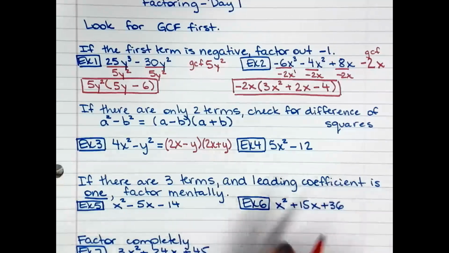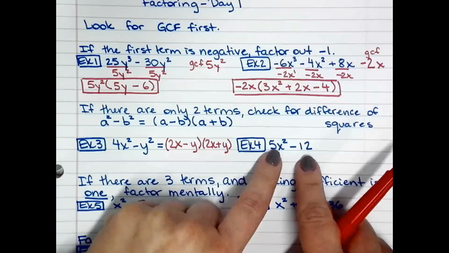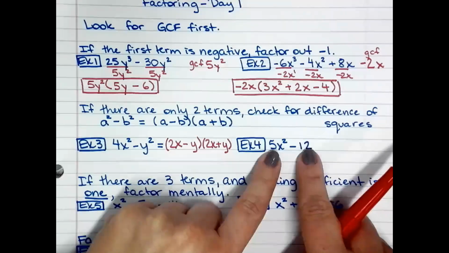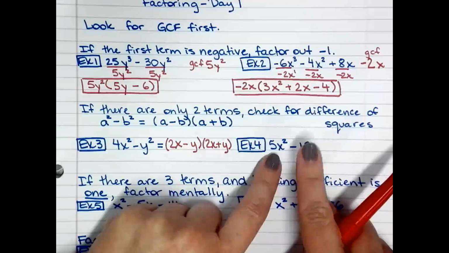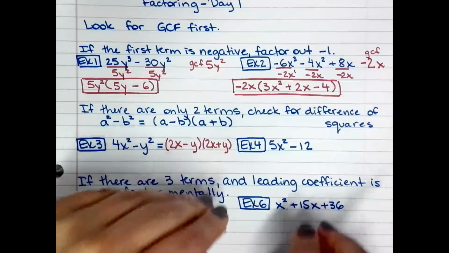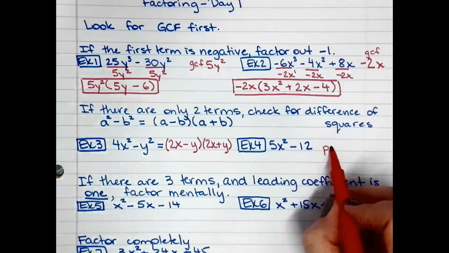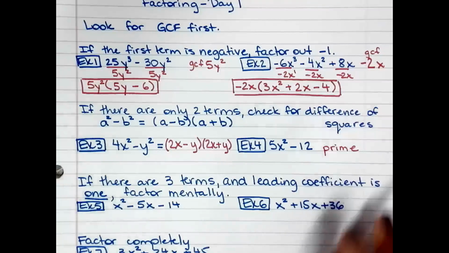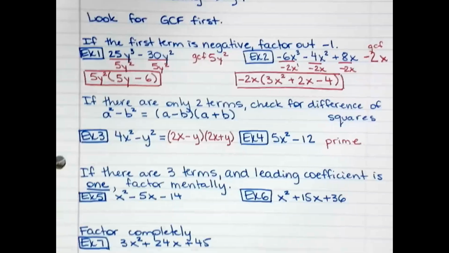All done. Beautiful. Now, 5 is not a perfect square. 12 is not a perfect square. I don't have a GCF here either. So when you cannot do anything, that means it's prime. You cannot divide, that's prime.